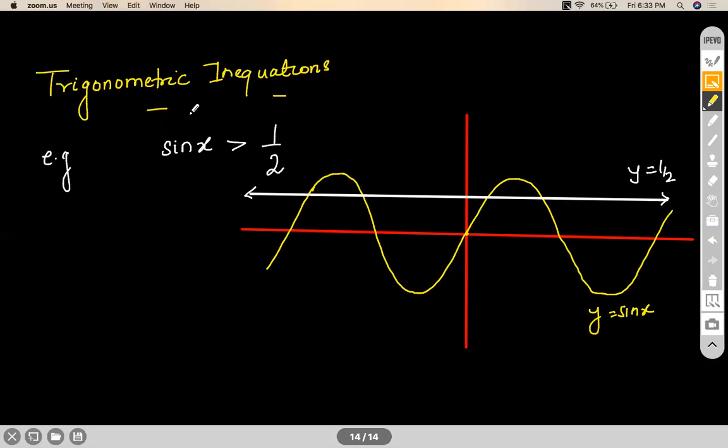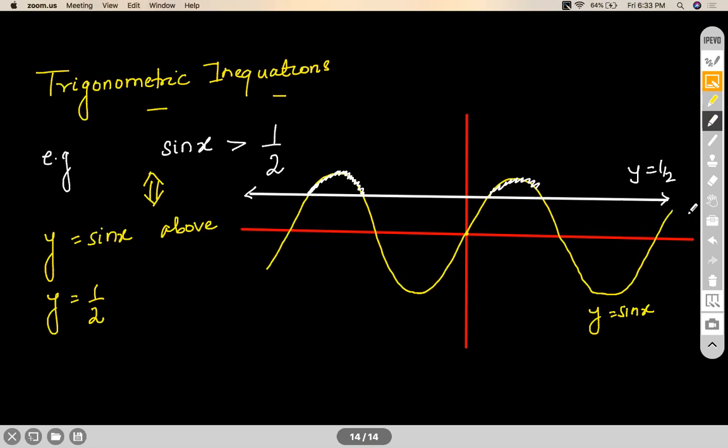Now when you say you are solving this inequation, it is equivalent to saying: for what values of x is the graph of sin x above the graph of the y equal to half line? So as you can see, this zone, and so many other zones will come up where the graph of sin x is greater than half.